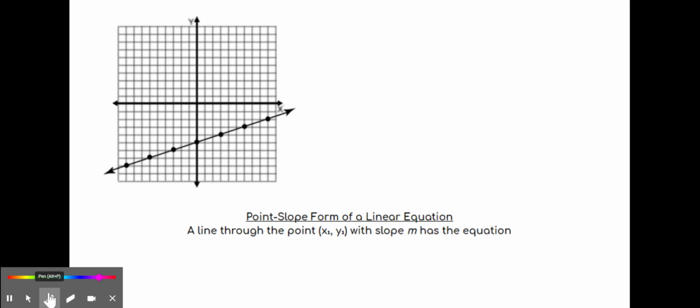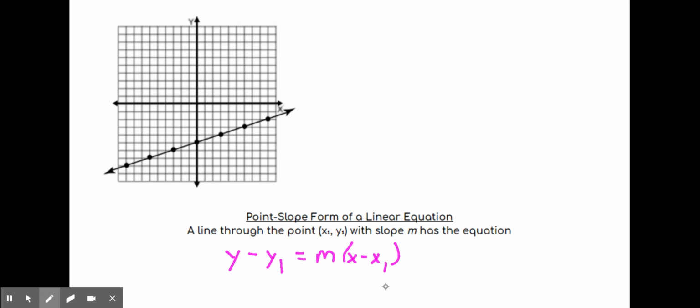Point-slope form says if I have a line through the point x1, y1, so that's a specific point on the line, just like we knew in our graphs a minute ago, and that it has slope m, so that's the slope. Point-slope form says y minus y1, that's the y coordinate of the point we have, equals the slope times x minus x1. So y minus y1 equals the slope times x minus x1. That is point-slope form.